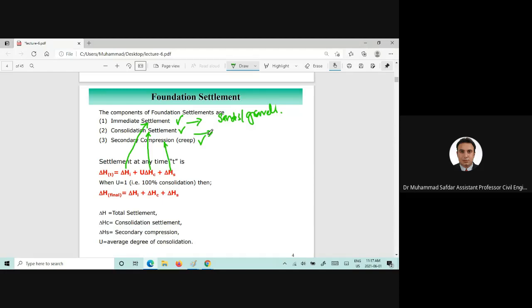Consolidation settlement is particularly dominant in saturated clays, and secondary settlement is predominant in organic soils. And if you remember, we discussed that immediate settlement usually occurs due to the expulsion of air or gases, or a little bit of particle rearrangement as well, because immediate settlements are recoverable deformations.